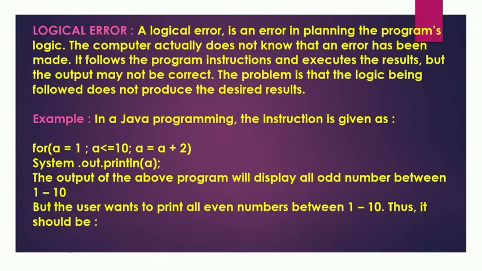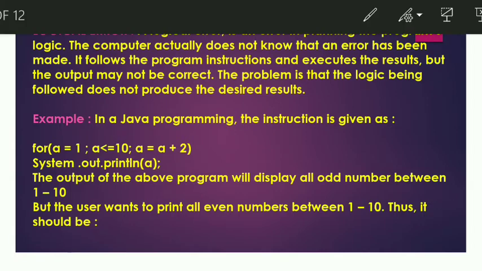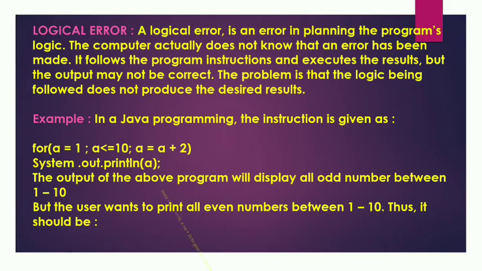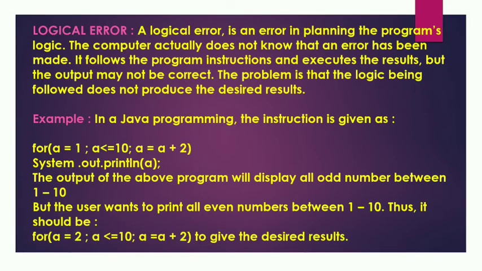So to correct this mistake, we have to change the logic of the program. So we have to initialize a as 2. Now the rest remains the same. So a equals 2, a is less than or equal to 10, a equals a plus 2. So now the present value of a is 2, so 2 plus 2 is 4. So 4 is stored in a and 4 is less than 10, so it will display the result as 4.